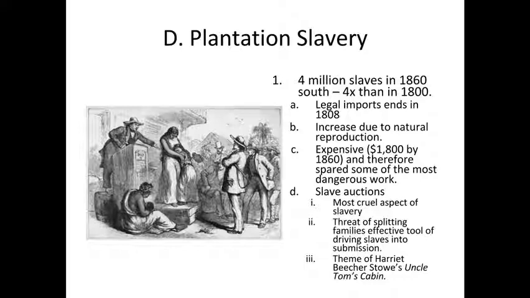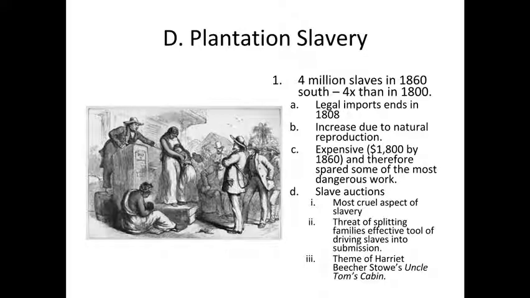So again, slave auctions still continued. It was the most cruel aspect of slavery. The threat of splitting families was an effective tool to get slaves to do what they needed them to do. They would say, if you don't do what I need you to do, your family's going to get split up and we're going to sell off your daughter. We're going to sell your husband.